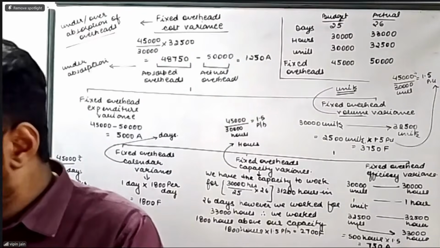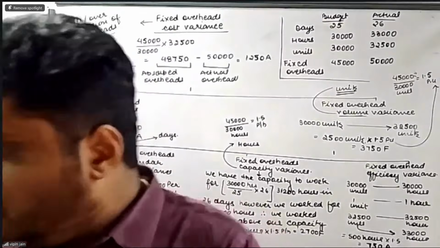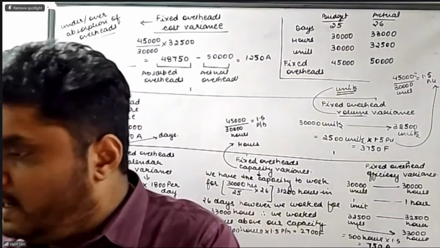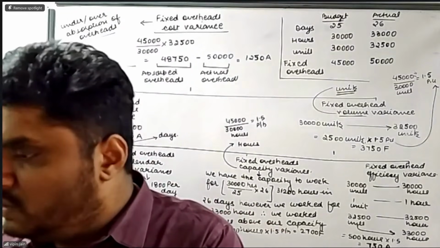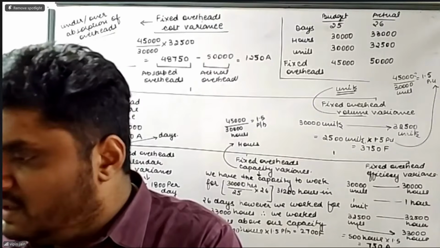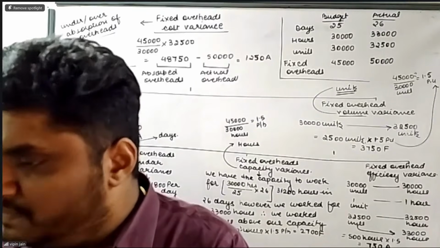So yes, Akhila, 1 second. Basically, we take the difference amount in the volume and calendar and in capacity variance. We should make actual work done and budgeted days given and different. I'm not getting what you are saying, Akhila.